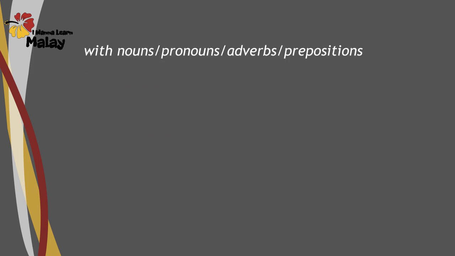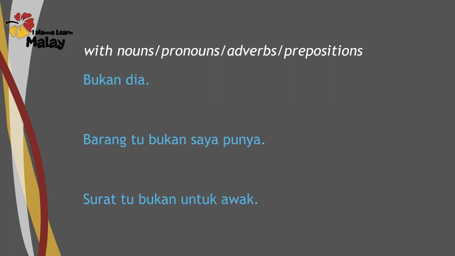So other than verbs and adjectives, we can only use bukan. So we can't use belum or tak with nouns or with pronouns. So we only use bukan with those type of words. For example, bukan dia. So this means not him or her. Barang tu bukan saya punya. So this means those things are not mine. So we can't say barang tu tak saya punya. So we can't use that. That's wrong.